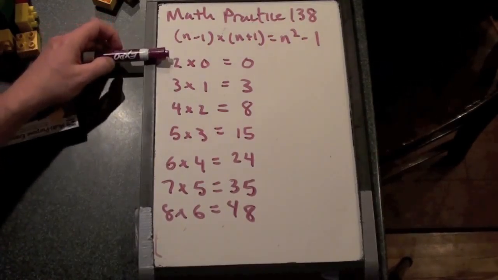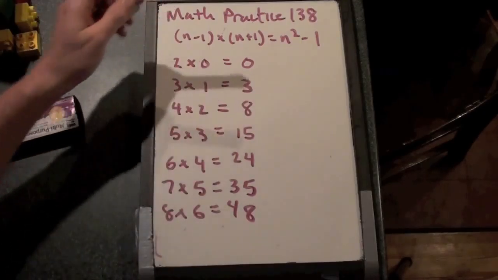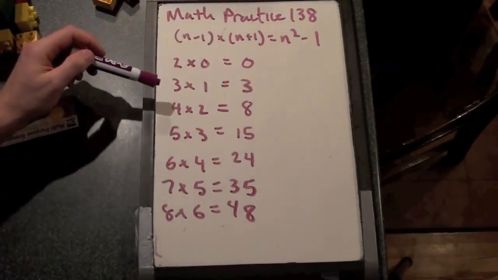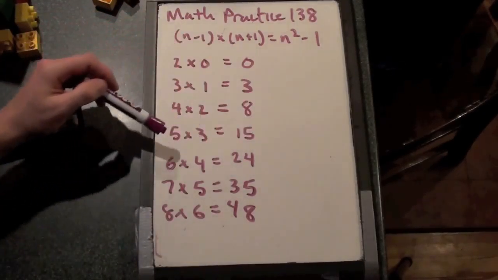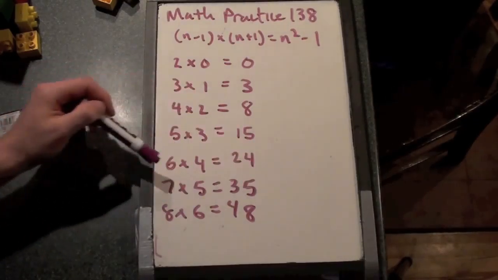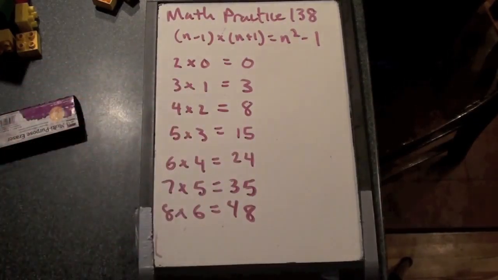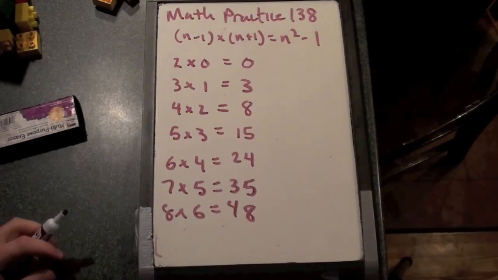So we know this. We know 2 times 0 is 0. 3 times 1 is 3. 4 times 2 is 8. 5 times 3 is 15. 6 times 4 is 24. 7 times 5 is 35. 8 times 6 is 48. And there's an interesting pattern with these numbers.